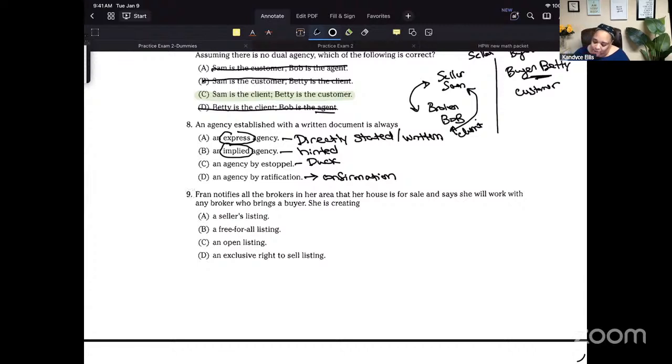So for this one, since it's a written document, this is going to make our answer. Anybody want to change their answer there? Yeah, it's A. But this was a good review.